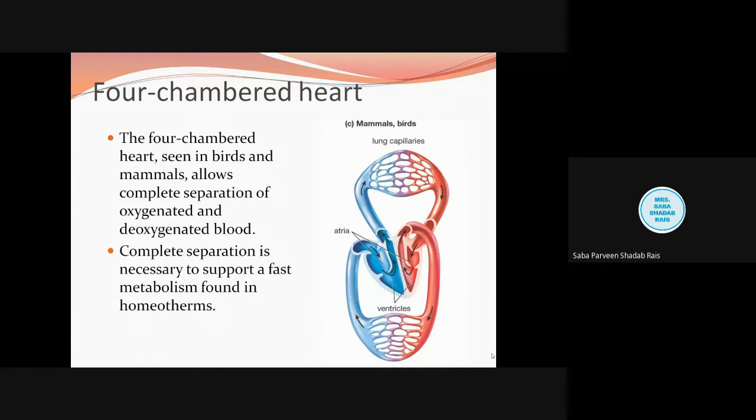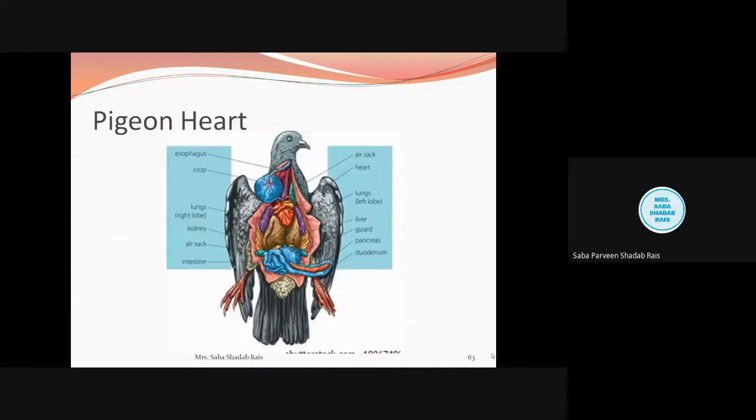Whatever efforts the lungs, or the respiratory surface, have made to bring the atmospheric air inside the body go in vain if that is not completely given to the blood, or if there is mixing of the blood. So for that reason, advancement of this heart was required. This complete separation has been brought about by this four-chambered design. First we will be talking about the pigeon heart.